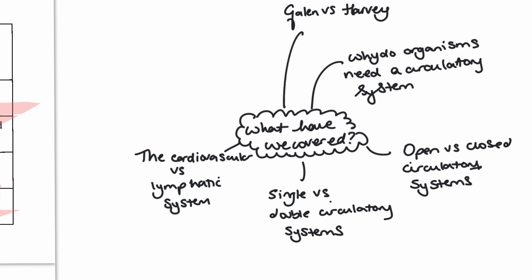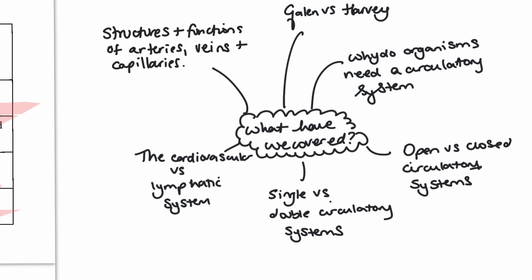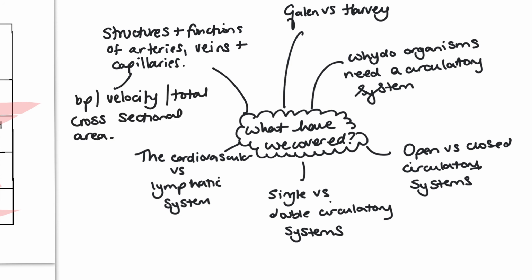We talked about the structures and functions of arteries, veins, and capillaries. We talked about the difference in total cross-sectional area between arteries, veins, and capillaries, the difference in the velocity of flow of blood through them, and the difference in blood pressure. We talked about what each one is made up of, so the different layers of arteries, veins, and capillaries, and what the job is of each of those parts.